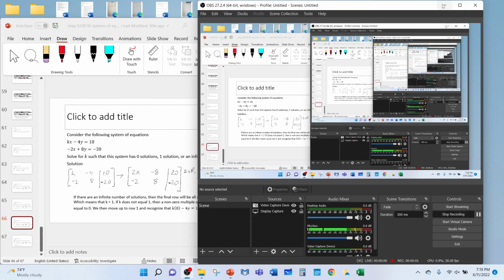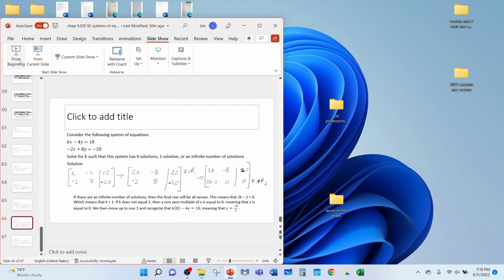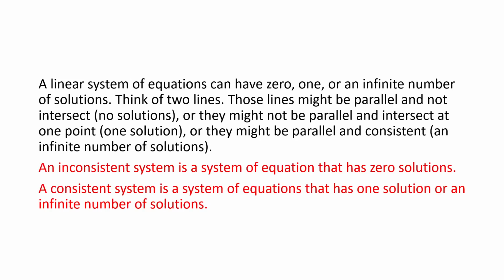In this video, we're going to talk about systems of equations, and we're going to begin working with matrices. A linear system of equations can have 0, 1, or an infinite number of solutions. For instance, think of two lines. The lines could be parallel and not intersect, or they might not be parallel and intersect at one point, or they might be parallel and consistent, and in other words, there'd be an infinite number of solutions.